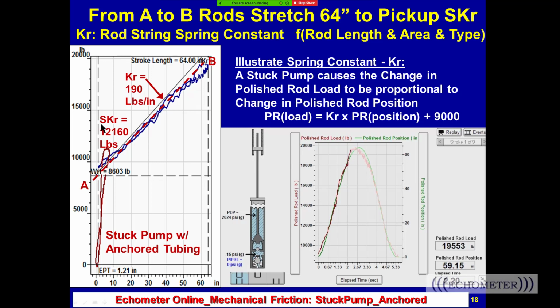And so if you take the surface stroke times the spring constant, that's 12,160 pounds. We call that SKR. That's how much of the load has to be applied, increased, when you increase the surface stroke 64 inches. If you lose all that surface stroke to stretch, it takes a force of 12,160 pounds. And this is a typical normal example of a stuck pump in the bottom of the pump barrel.